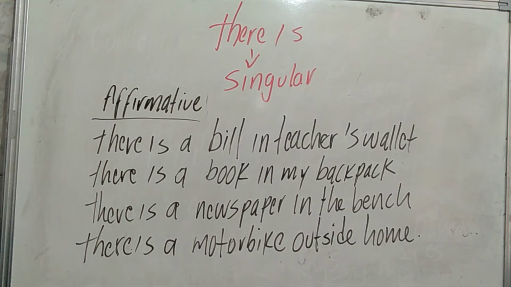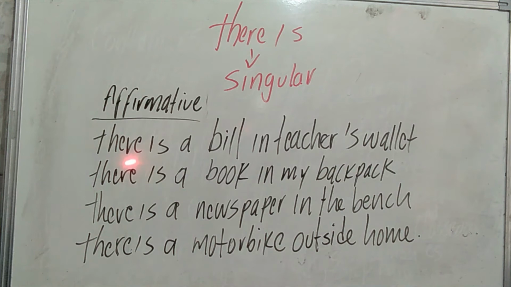Okay, here we have more of them. For example, it says, there is a bill in the teacher's wallet. There is a book in my backpack. There is a newspaper on the bench. There is a motorbike outside home. Okay? A ver, we want to give the meaning to this one. Let's translate it.